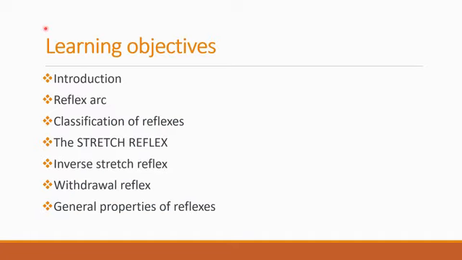The learning objectives for today's class are: Introduction, Reflex arc, Classification of reflexes, the stretch reflex, inverse stretch reflex, withdrawal reflex and general properties of reflexes. Out of these, the stretch reflex, inverse stretch reflex and withdrawal reflex are very important topics, both for understanding the concept and for exam purposes, as short or very short questions. General properties of reflexes are also very important for understanding the reflexes topic.